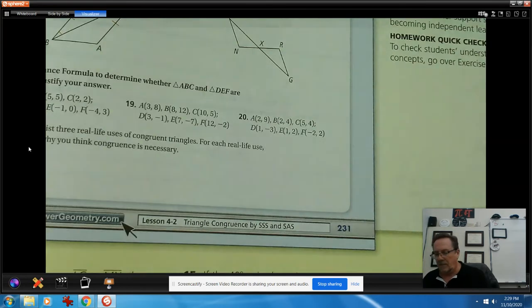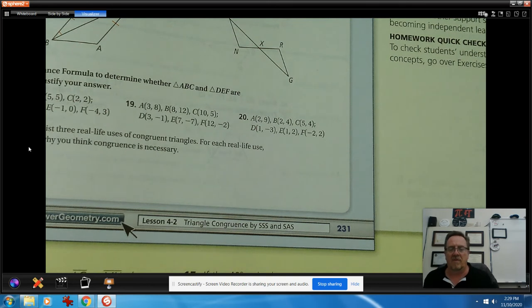Okay? So what we're really trying to do in this section is find a quicker way so that we don't have to prove all 6 parts of one triangle congruent to all 6 parts of another triangle. Instead, we can use the shortcuts that are called side, side, side and side, angle, side. Okay? That's the whole kit and caboodle.